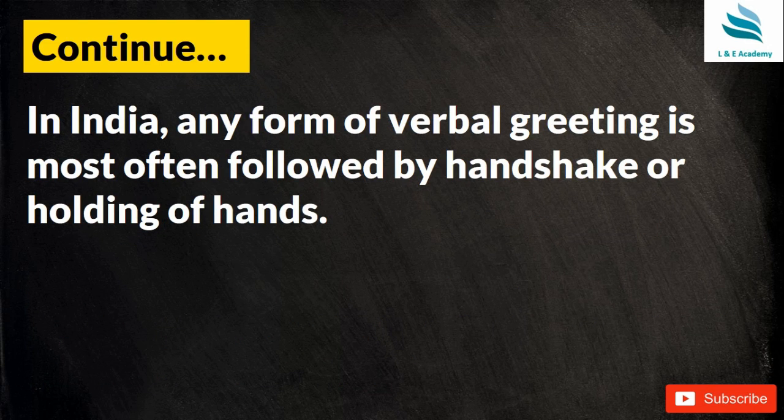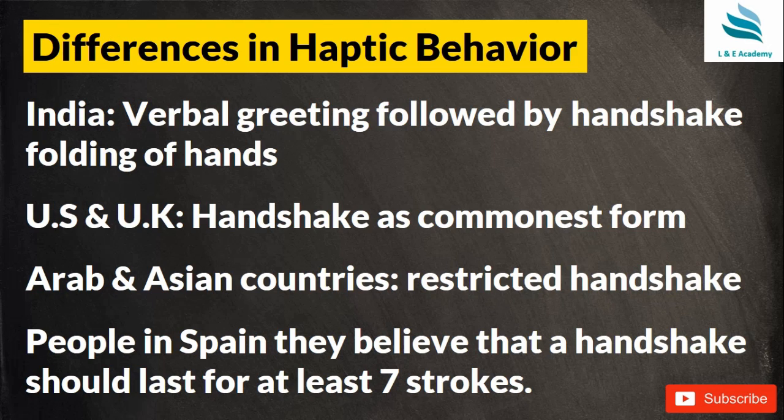In India, any form of verbal greeting is most often followed by a handshake or folding of hands, the way we do namaste. This is the Indian form of giving greetings to other people. Differences in haptic behavior: Indian verbal greeting followed by handshake, folding of hands. In the US and UK, handshake is the commonest form of greeting. Arab and Asian countries restrict handshake.